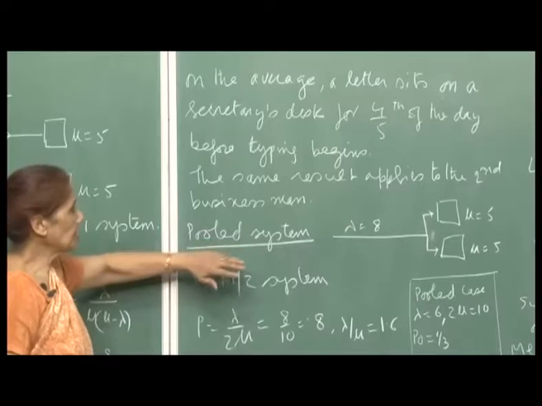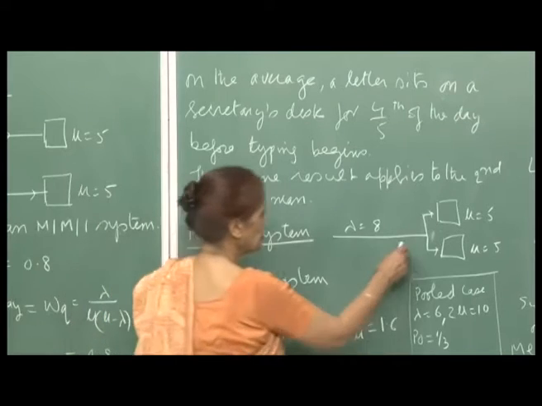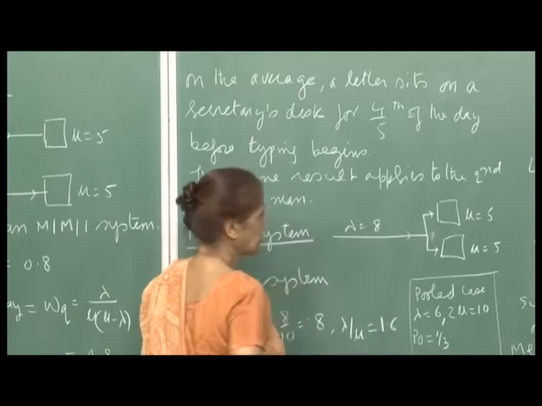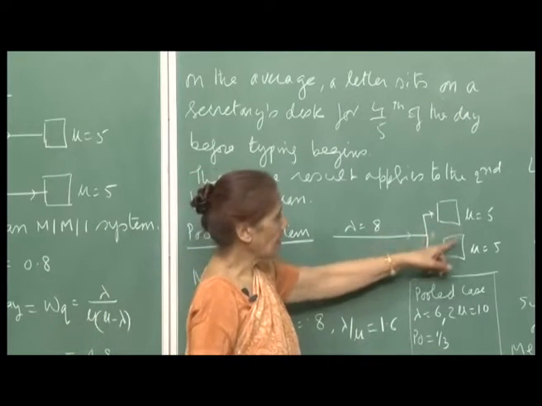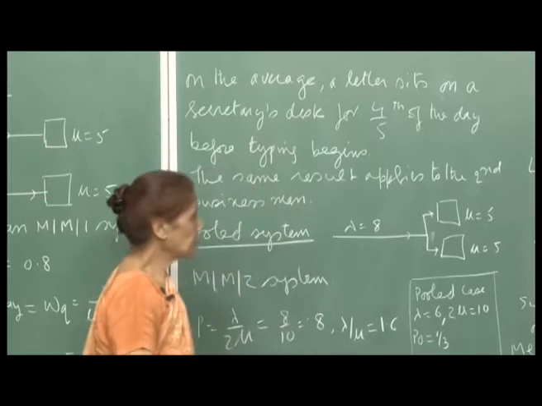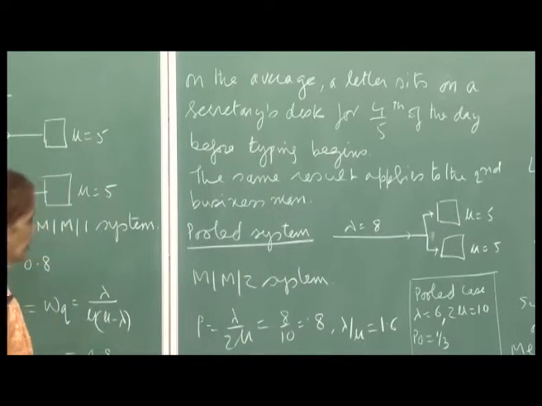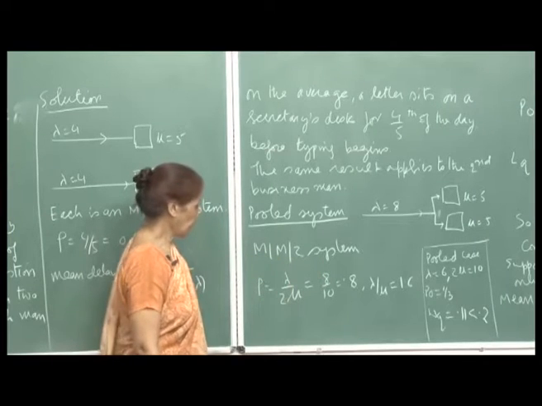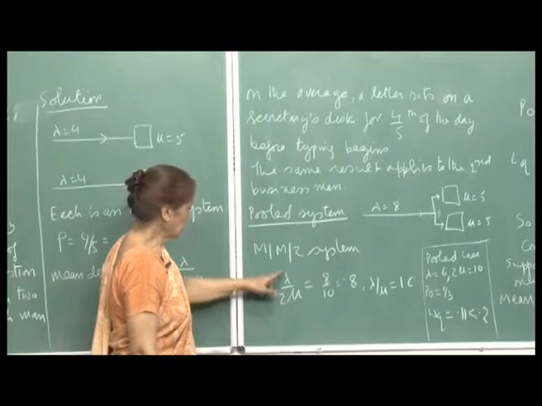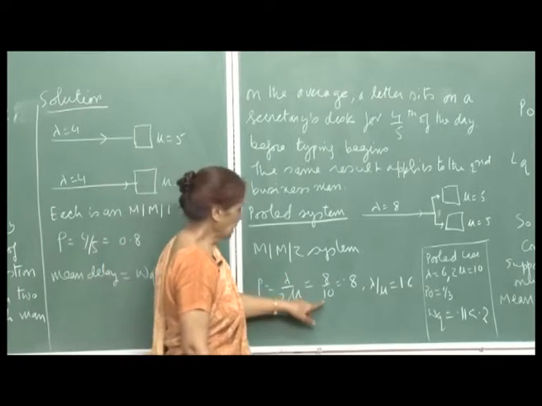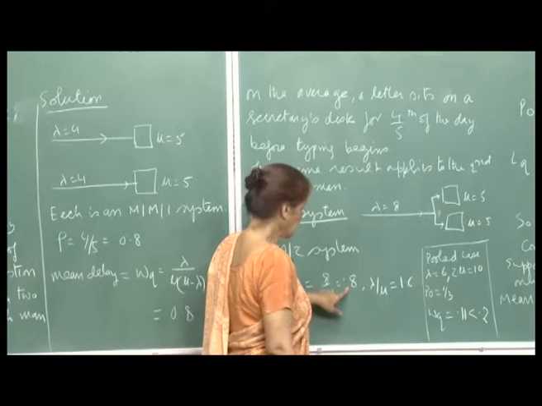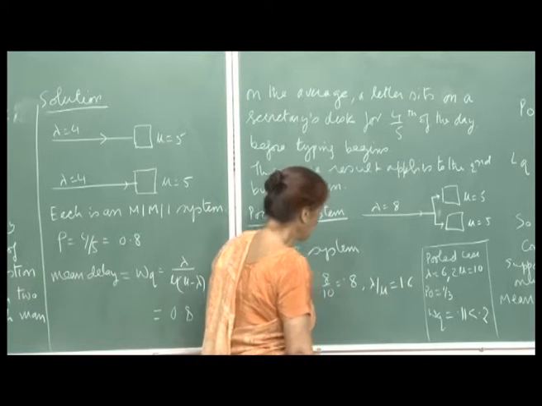Now, suppose you pool the system. Then your input will be 8 letters a day, and you have 2 servers now, each of them typing 5 letters a day. So, this is the M/M/2 system, right, and your rho will be again lambda upon 2 mu, which is 8 by 10. So, this is 0.8, and your lambda by mu is 1.6, right.